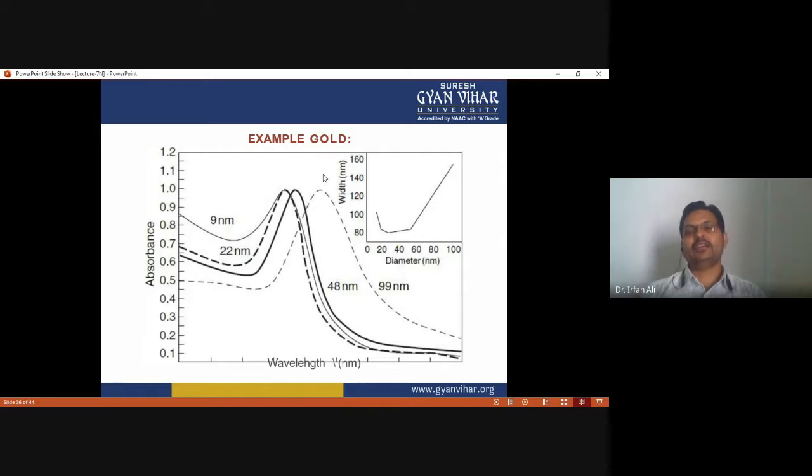By observing this peak, we identify the nanoparticle and the size of the nanoparticles. And we compare the spectrum with the standard spectrum, and we identify the nature of the analyte.